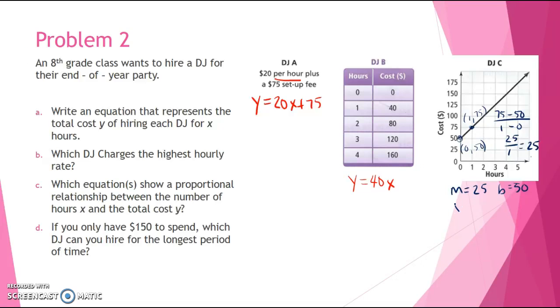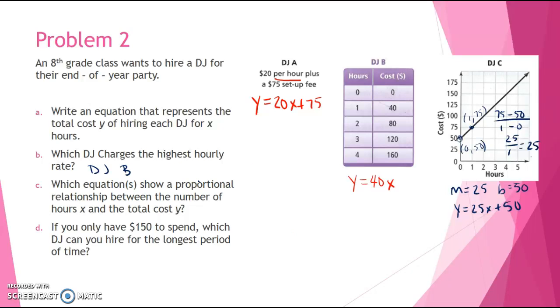And so then to write my equation, y will equal 25x plus 50. And so then there's my 3 equations. Now, which DJ charges the highest hourly rate? Well, that's going to be DJB. The reason is because DJA is $20, DJC is $25 an hour, and DJB costs $40. He is making up for the fact he didn't charge you a setup fee.